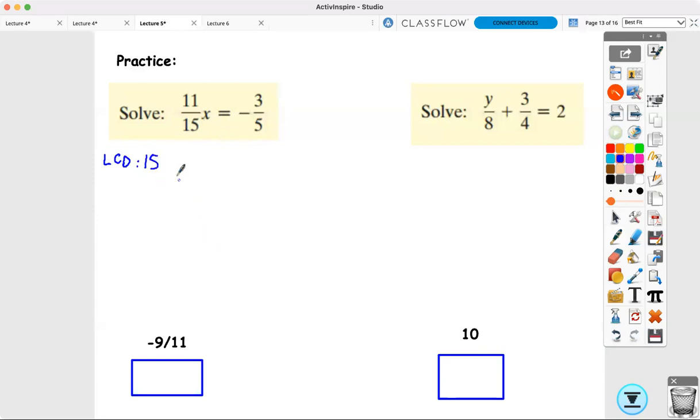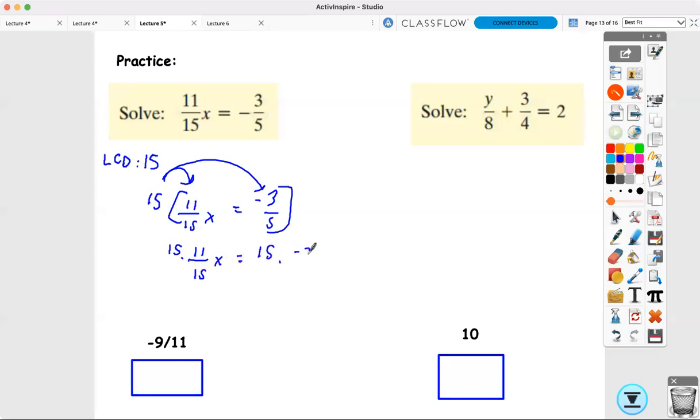15 is the LCD. So we're gonna multiply 15 to 11 over 15 x equals -3/5. We're gonna distribute that to both sides. So then we get 15 times 11 over 15 x equals 15 times -3 over 5. What happens on the left side with my 15s? They cancel out. So then we're left with 11x. And now we have the right side, 15 times -3 over 5.